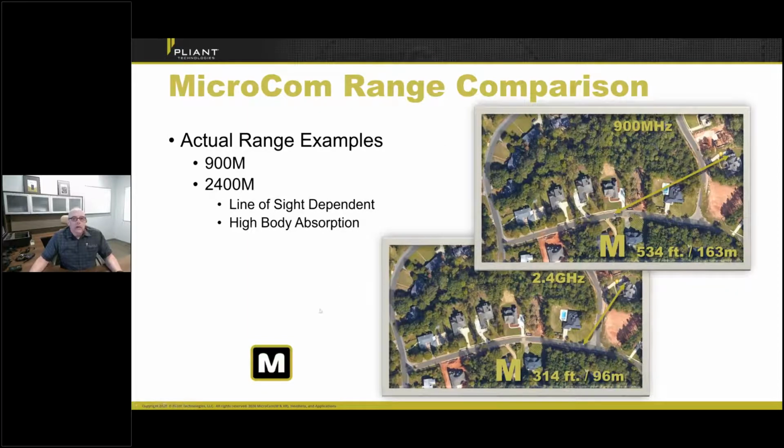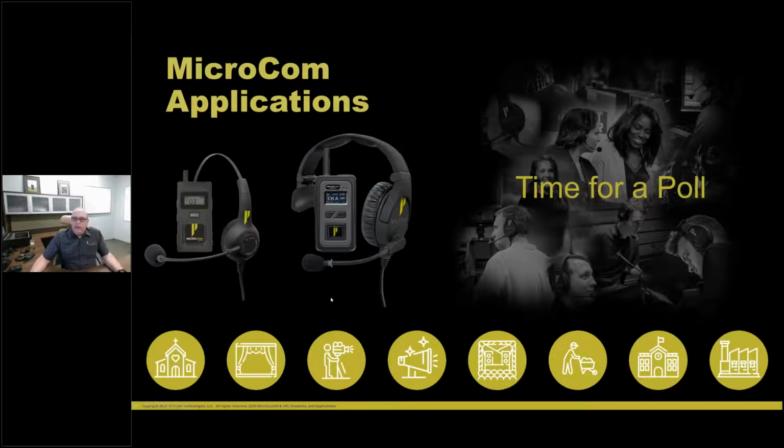Then I switched over to the MicroCom M, and as you can see here, the 900 range of MicroCom M, as we expected as well, is less than that of XR, but range is still good, still 534 feet, which is usually plenty enough for any real-world application that's out there. And then 2.4, as expected, didn't go quite as far, but again, it's very line of sight dependent, and also has high body absorption as well. So those are some real world examples of that.